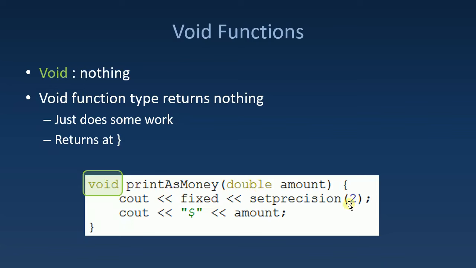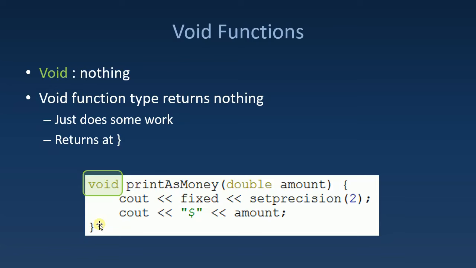The print as money function takes in a double, and it just prints out a double so it looks like money: 2 decimal places with a $ sign in front of it. This function does some work. I don't need an answer from it. So the correct type for that is a void function. When you say void is the return type, you say it actually doesn't return anything. It just does some work, and then it'll come back to you.